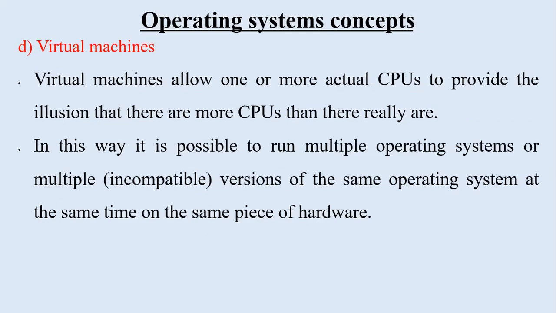Virtual machines allow one or more actual CPUs to provide the illusion that there are more CPUs than there really are. In this way, it is possible to run multiple operating systems, or multiple incompatible versions of the same operating system, at the same time on the same piece of hardware.